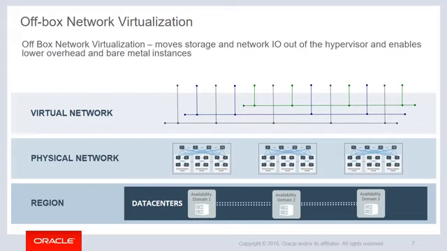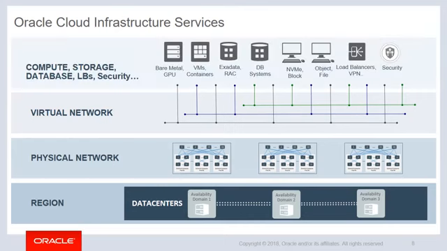So today we support bare metal instances, which, as the name indicates, is bare metal. This has 0% performance overhead. You can run VMs, you can run containers, you can run KVM, Xen, your choice of hypervisor. Because of off-box network virtualization, we also support capabilities and form factors like Exadata and rack. And so in summary, we are able to support a wide class of compute and storage options because of the way we have architected our virtual network.